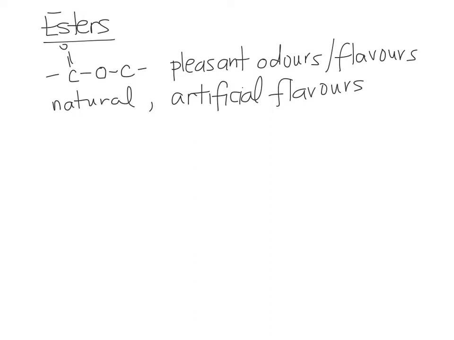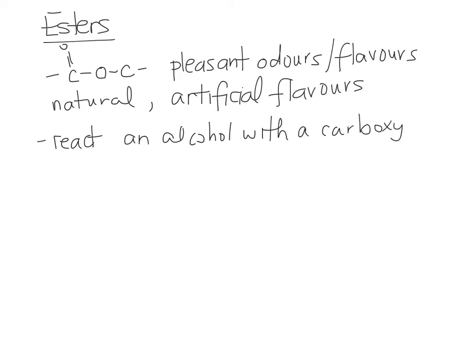To make an ester, react an alcohol with a carboxylic acid. And because you use these two types of compounds, the names of the alcohol and the acid are used to name the esters.